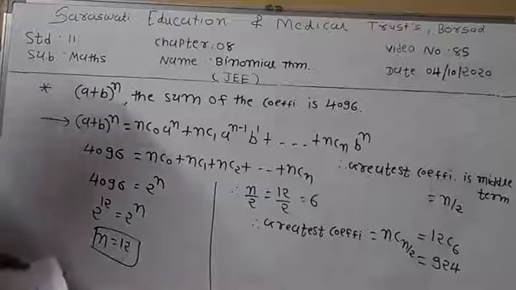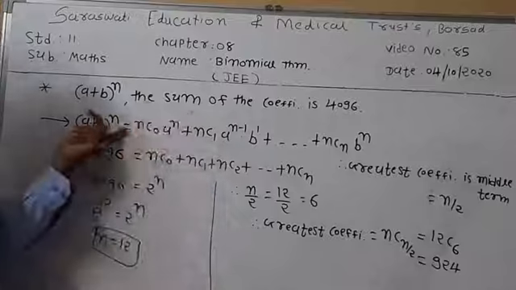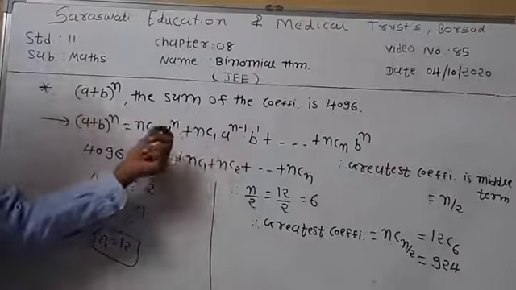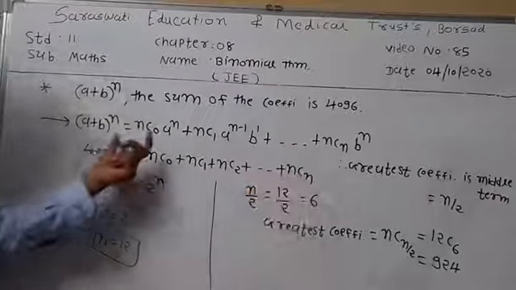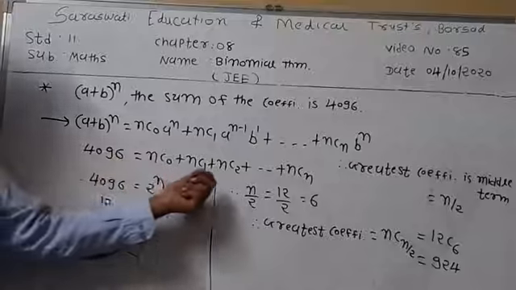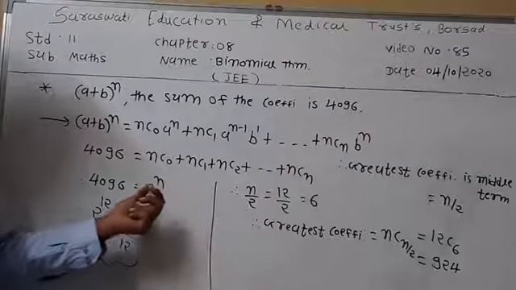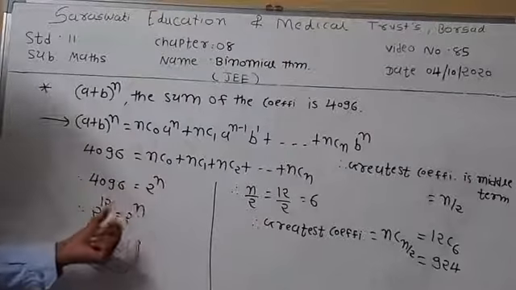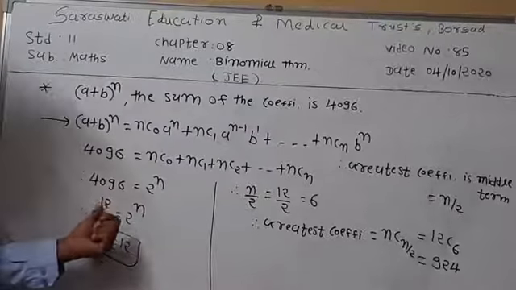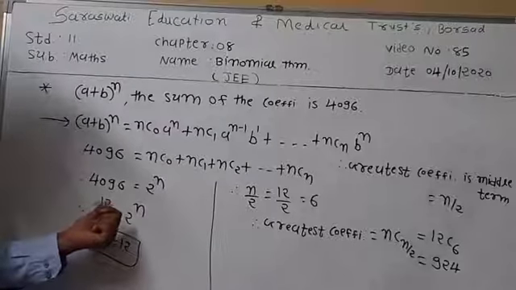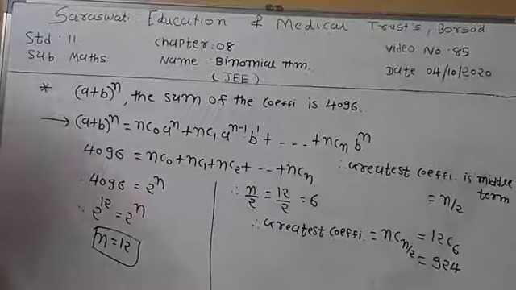Okay, so once again the sum of the coefficients is 4096. Now expand using the binomial formula. The sum of the coefficients, that means nC0, nC1, nC2 up to nCn, is 2 raised to n, and here it is given as 4096. So 2 raised to n is equal to 4096. Now 4096 can also be converted into the form 2 raised to 12. Now the base is the same, compare the powers, so n is equal to 12.